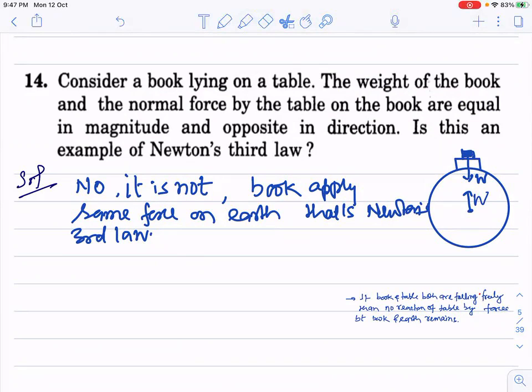If the table is falling freely, then weight is still there but no reaction, you know. In case of freely falling, still the action reaction pair of the earth and book remains. Newton's third law is there for the book and earth. And table, no reaction comes now. All right.